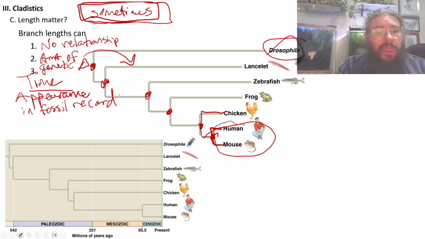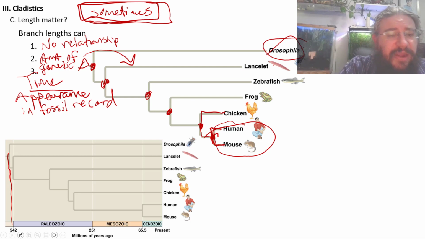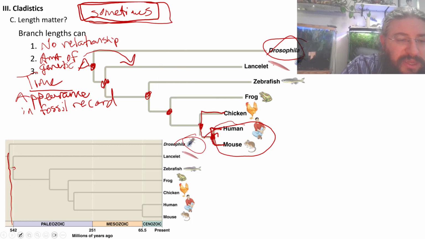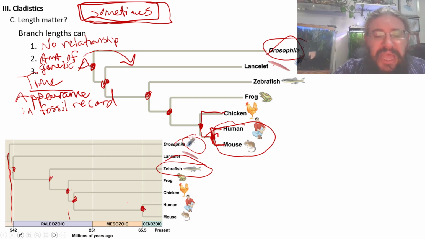So, when did they appear? Drosophila, you can go back before the Paleozoic to find fossil evidence of flies. Then around 542 million years ago is when we get our lancelets. And then around 300-ish, you have the appearance of jawed fishes. Yeah, frogs. And so we can see with time on here, we can also infer some genetic relationships as well.